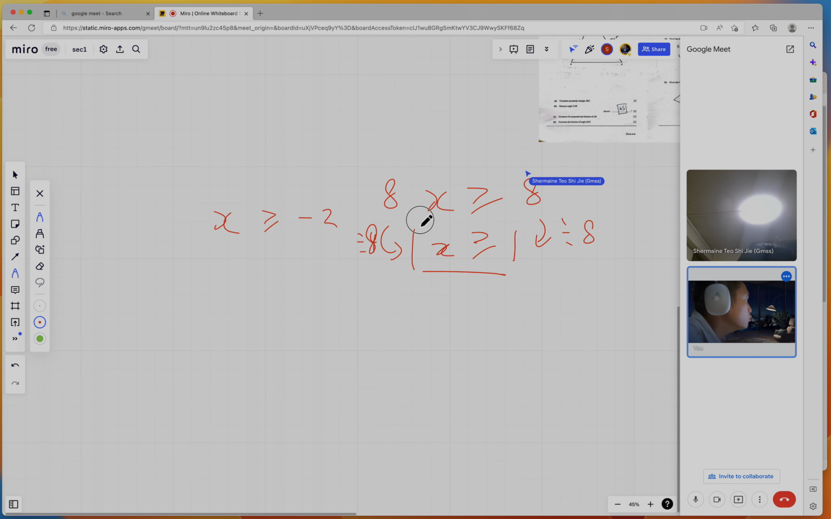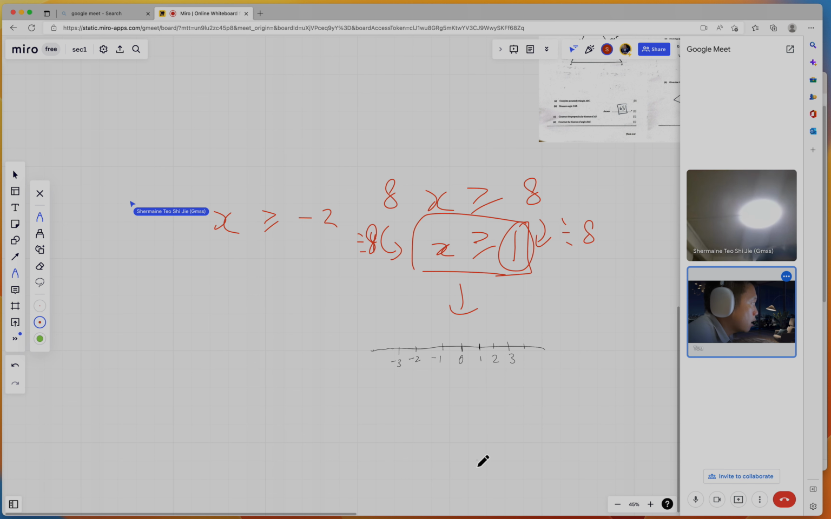So can I ask you, how do you represent this on a number line? Can you try it below? x bigger or equal to 1. Can you show me a number line? By the way, you're supposed to use a ruler, but over here we are not so strict about it. Continue. You don't have to give so many numbers, because they only want 1. Just give -1, 0 and 1, that is enough. Then how? Next.